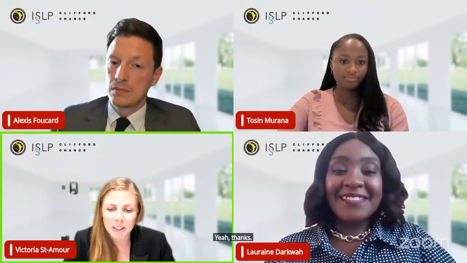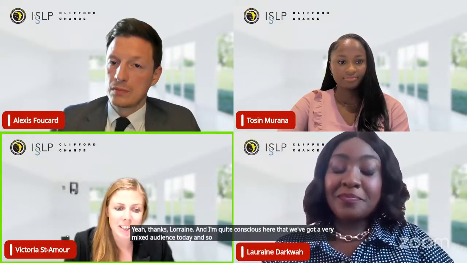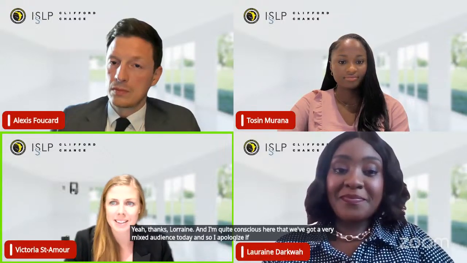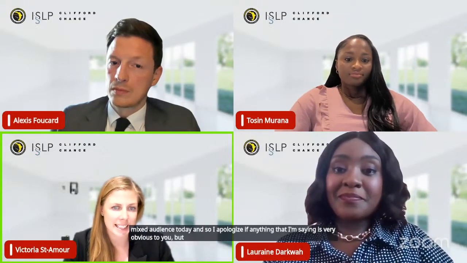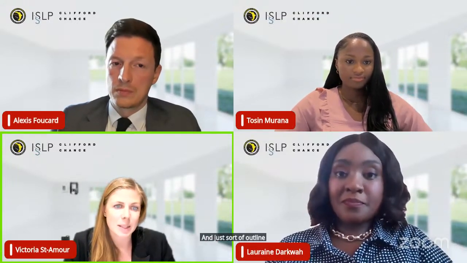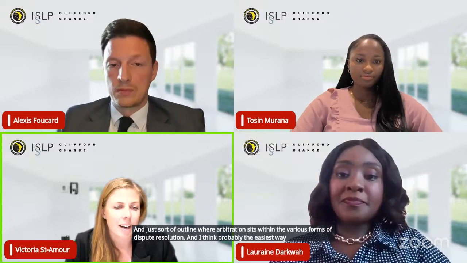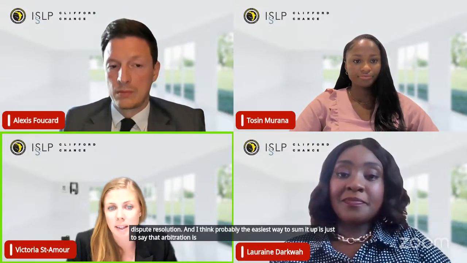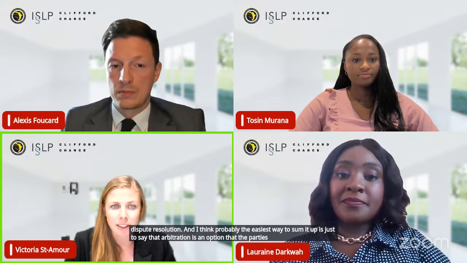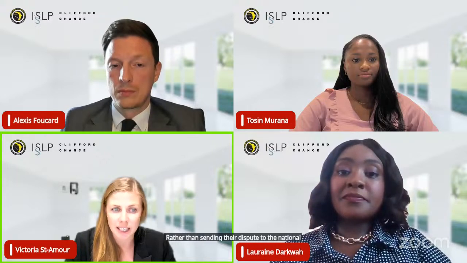Yeah, thanks, Lauraine. I'm quite conscious here that we've got a very mixed audience today, and so I apologize if anything that I'm saying is very obvious to you, but I wanted to go back to basics and outline where arbitration sits within the various forms of dispute resolution. Probably the easiest way to sum it up is to say that arbitration is an option that the parties might choose to elect for, rather than sending their dispute to the national courts in their jurisdiction and going through a litigation process.